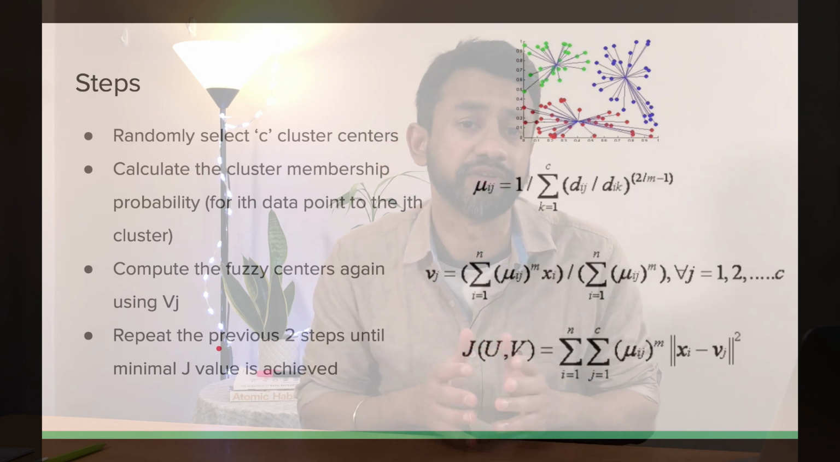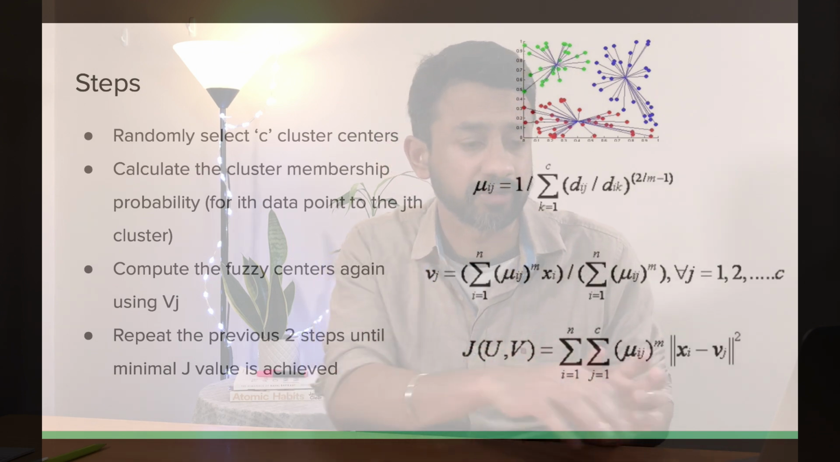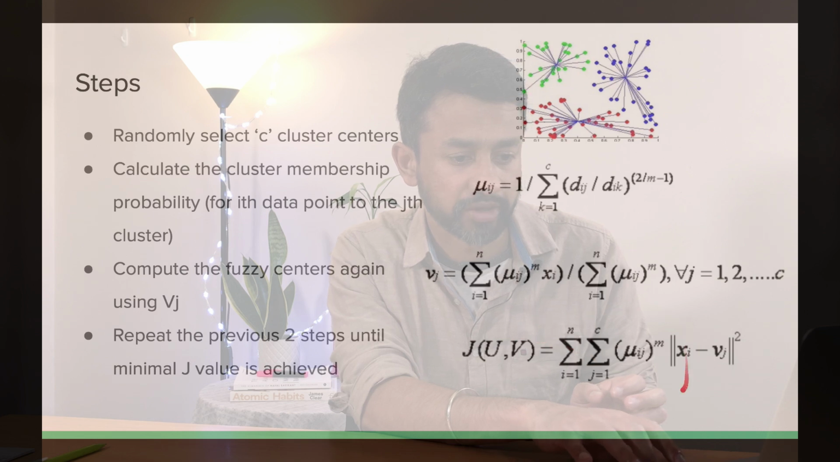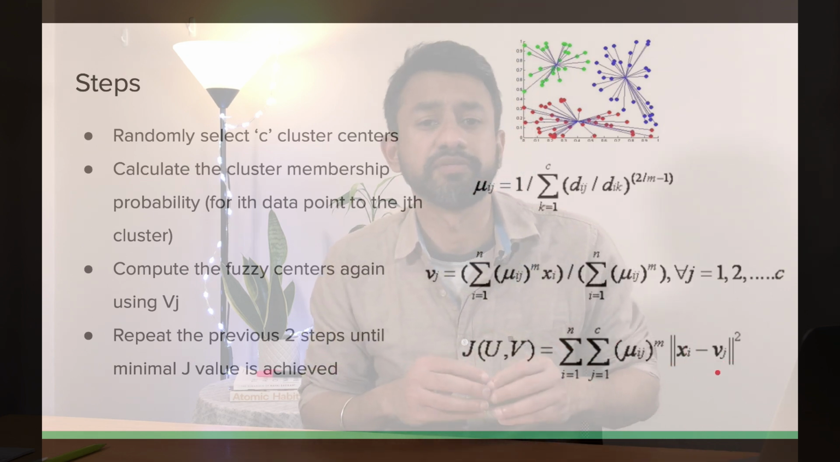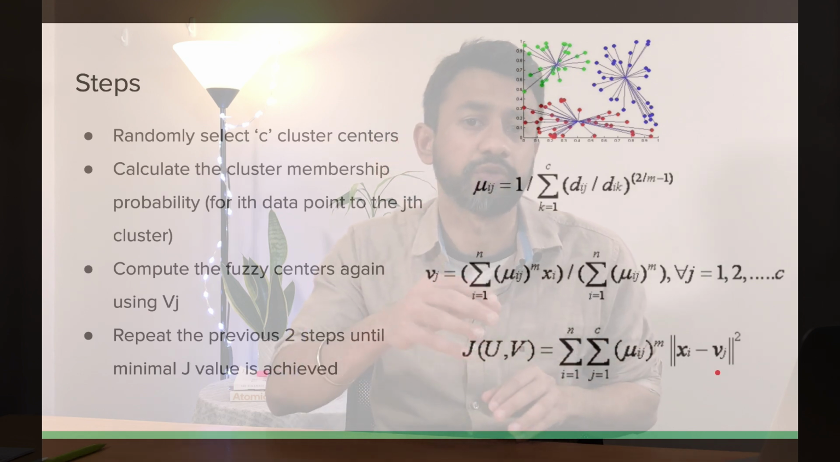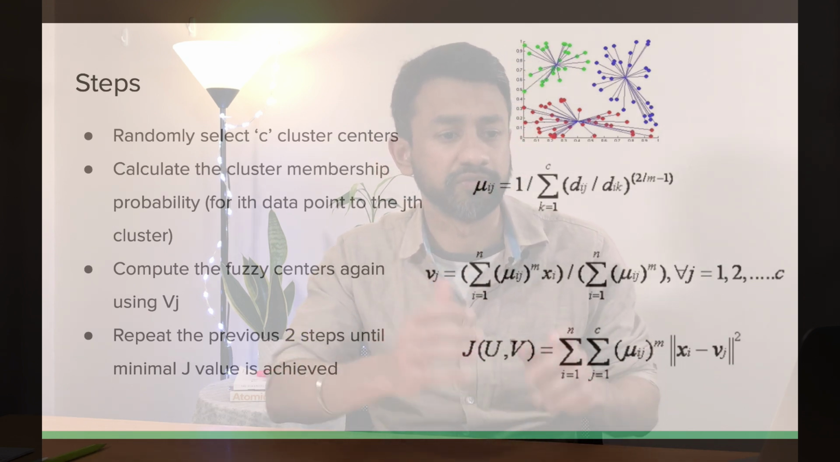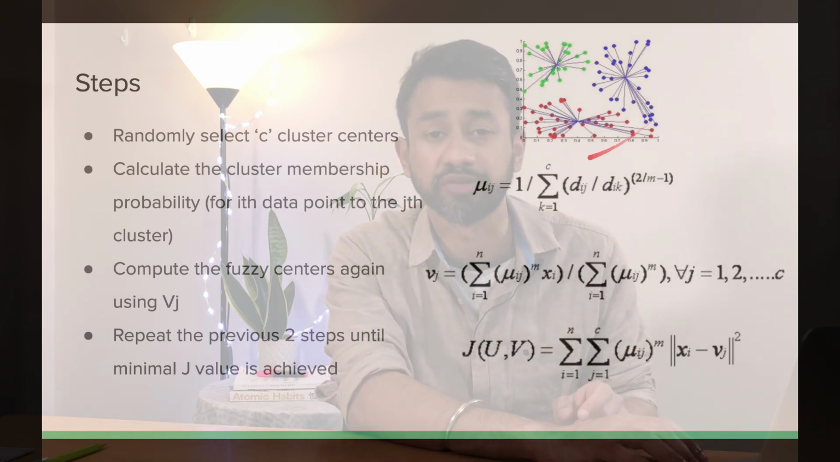How do we identify whether the values converge? We identify using this particular formula here, where ||x_i - v_j|| is the distance between the ith data point and the jth cluster center. Let's say we have 3 different clusters here.